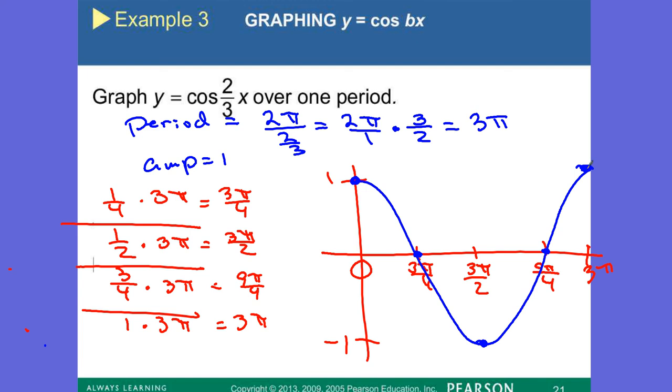Let's see if I could actually get this thing to work now. So what you were saying about fractions.